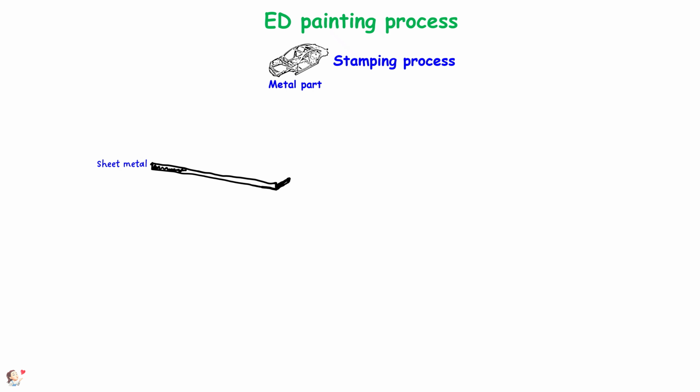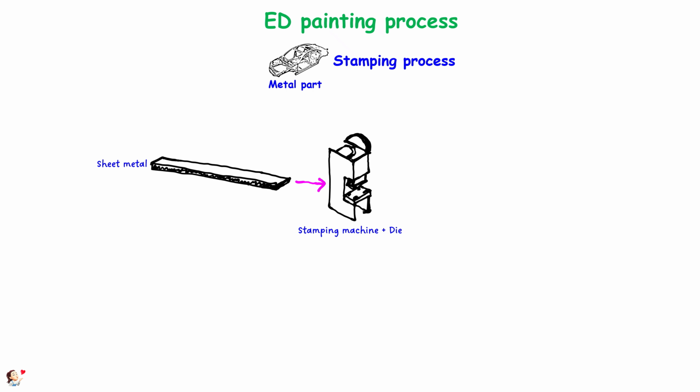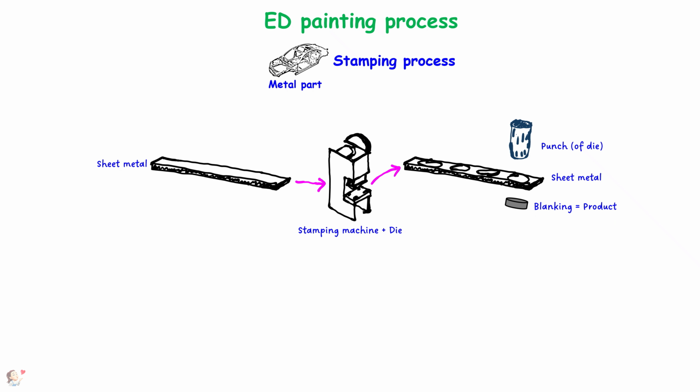Typically, metal parts are created using a stamping process. This involves taking a large sheet of metal and putting it through a stamping machine. The machine is fitted with a die, which cuts the sheet into smaller pieces. For example, a punch die mechanism punches through the metal sheet, resulting in the blanking material, which is the product that needs ED painting. The problem is that punching creates significant friction, so oil is often used for lubrication to reduce this friction. Therefore, the product often gets oily.